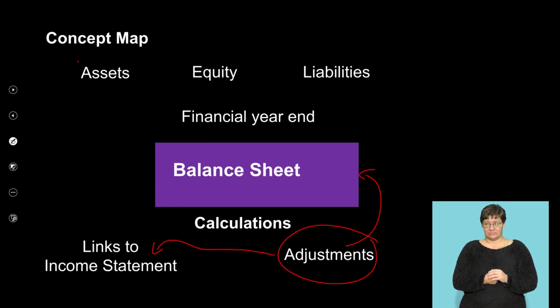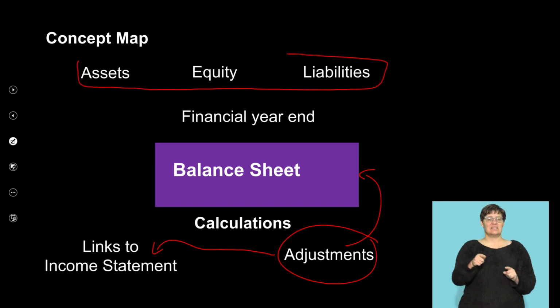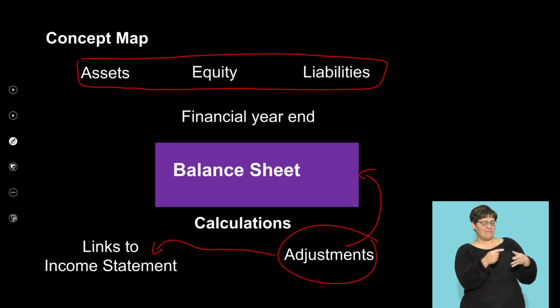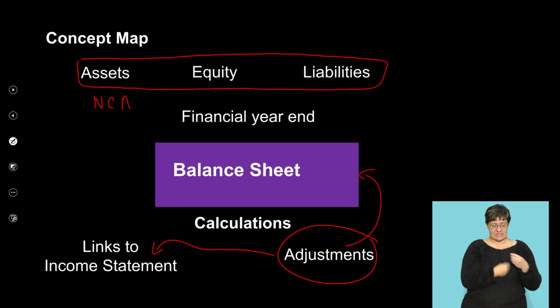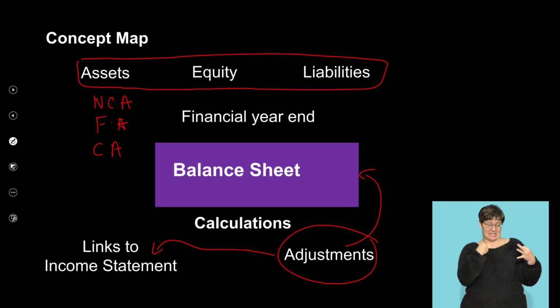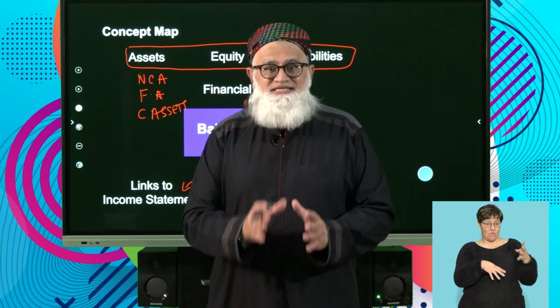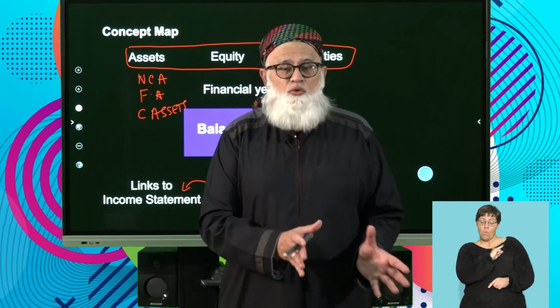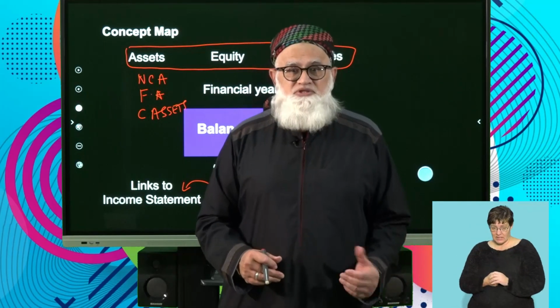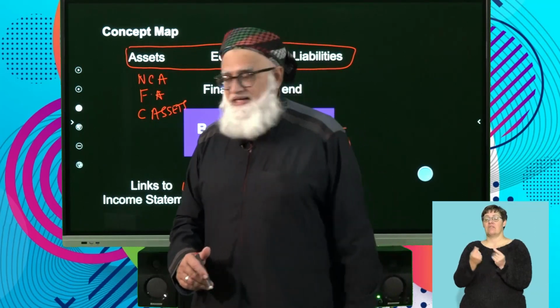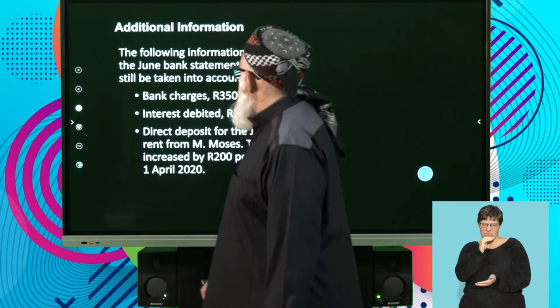Again, we said, remember the components of your balance sheet. You have your assets. Under assets, you have your three components, namely your non-current assets, you have your financial assets, and then obviously you have your current assets. Okay, so this means therefore that the format of your balance sheet is critical when you are attempting a question on the statement of financial position, namely the balance sheet. Okay, so here we go.